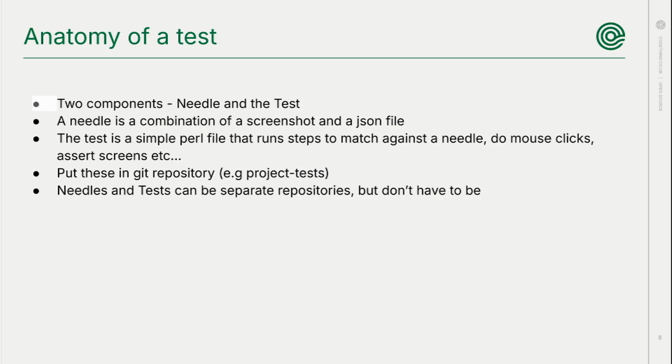So what is the actual test? There are two components to this. You have a needle, and a needle is just a combination of a screenshot file and a JSON file. So it's a screenshot and a description of what it is you want to match in that file. You've then got a test. Now, openQA itself is written in Perl. It certainly wouldn't have been my choice of language, but it's quite an old system. But the actual tests themselves are written in a very, very simple variant of Perl, so you don't really need to worry about the Perl side of that. Then you put them in a Git repo, and then you can run the tests.